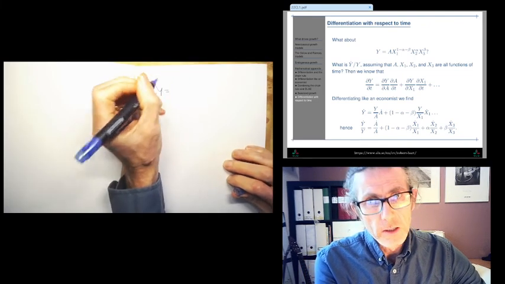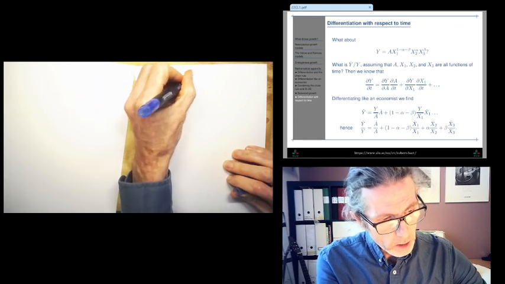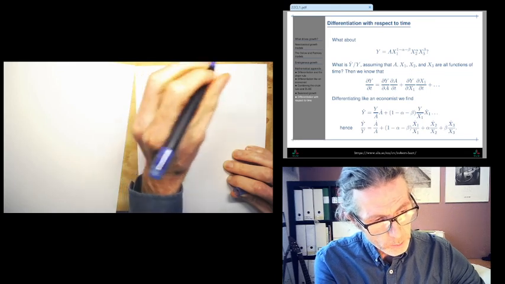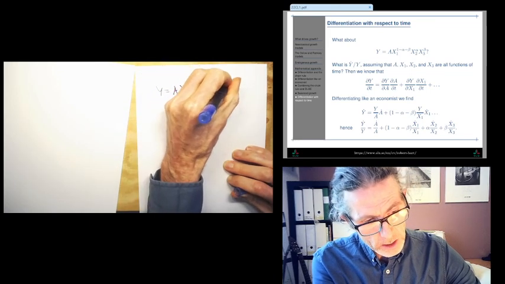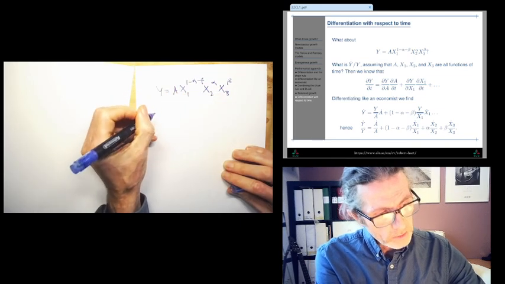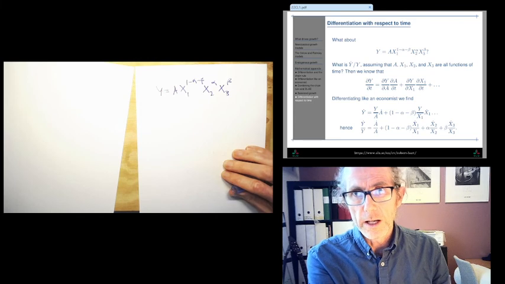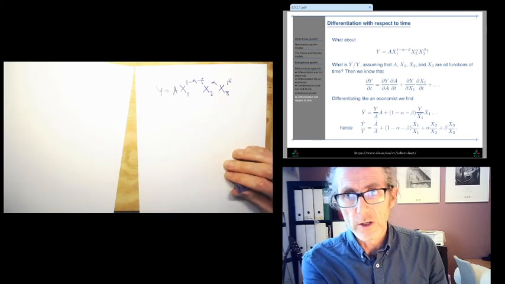Y is a times x1 to the 1 minus alpha minus beta, x2 to the alpha, x3 to the beta. What is y dot over y, assuming that a, x1, x2 and x3 are all functions of time?